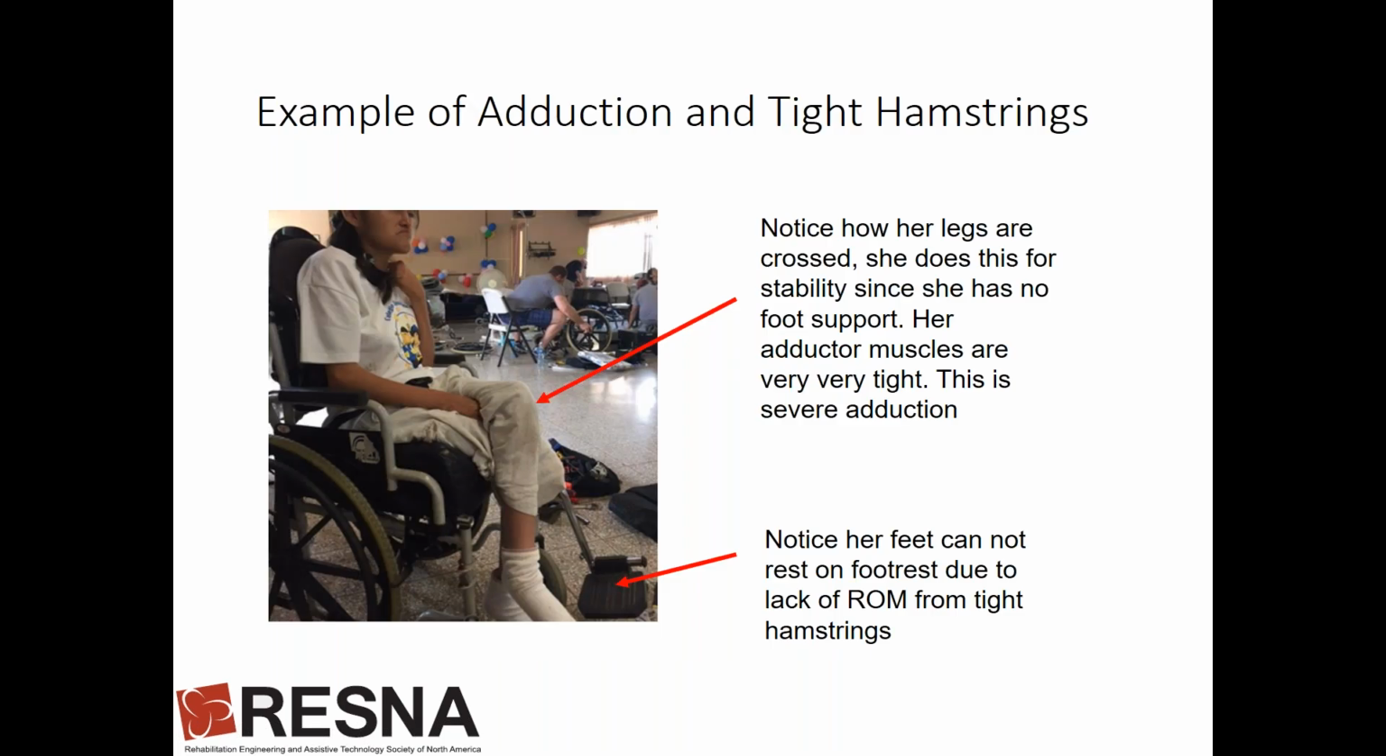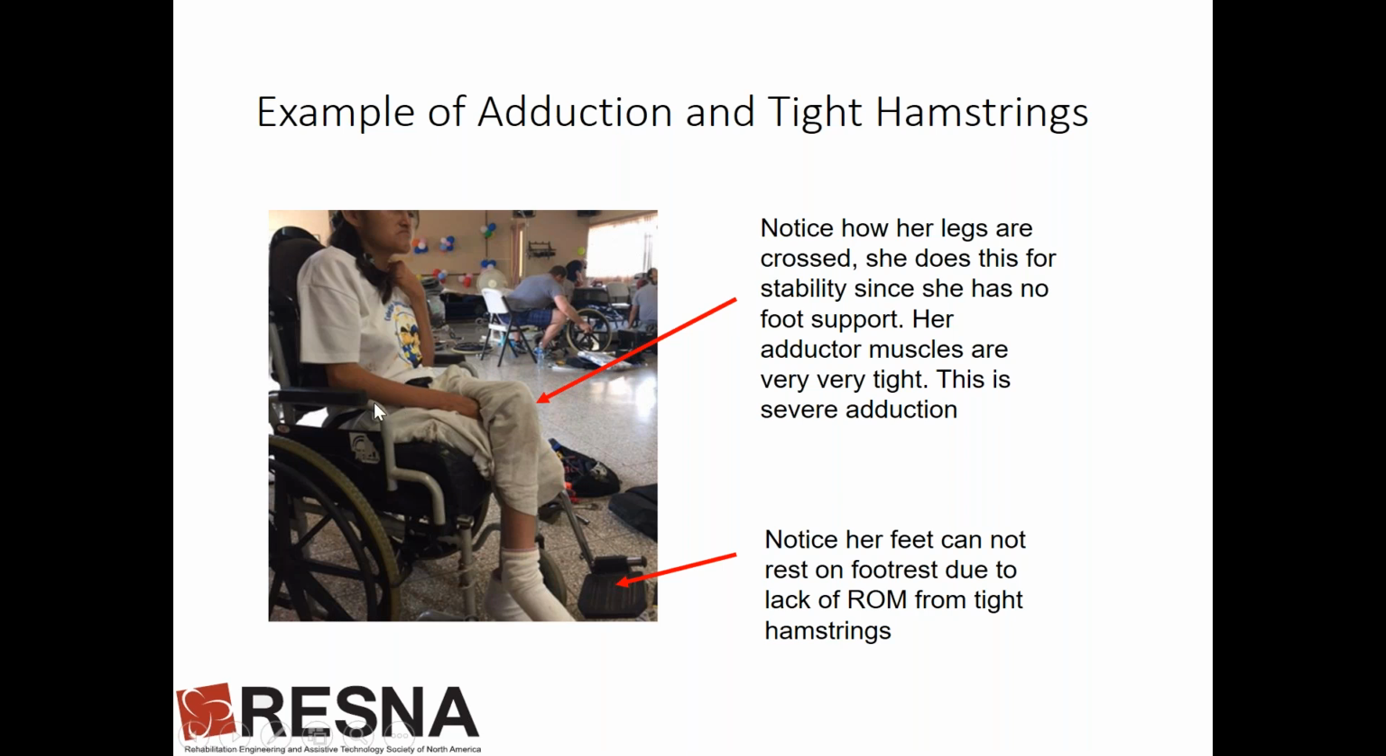Another girl that I worked with, she was severe adduction. So do you notice how her legs are crossed? What she does is she does that for stability. Look, she has no foot support. These are the footrests here, but if you notice, her feet cannot rest on the footrest. So when she rolled into the clinic, I mean, this is our clinic, we didn't have a whole lot of space. I needed to find out what was going on.